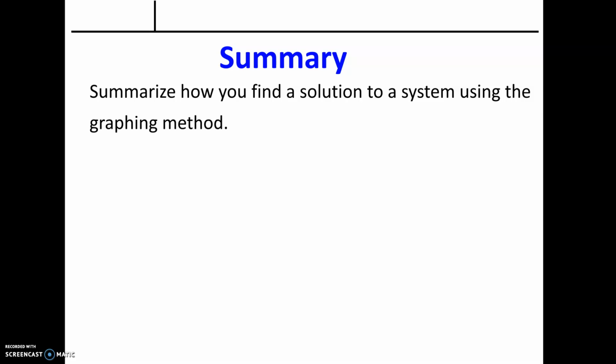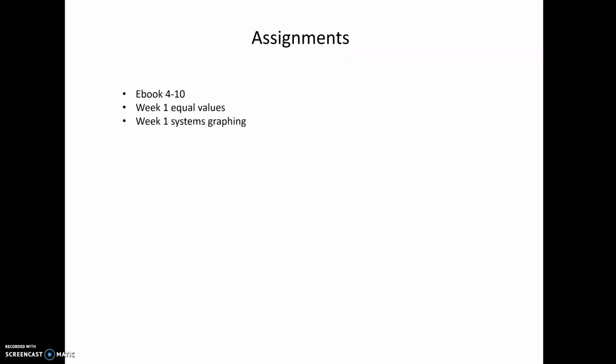Now real quick, I want you to summarize how you find a solution to a system using the graphing method. So using graphing, how do you know what your solution is? Once you've got that summarized on your paper, start on your assignments. Out of the ebook, we have number 10, 410. And then we have 2 items: week 1 equal values and week 1 systems graphing. These are 2 PDFs, so you'll just take pictures of those and submit them into Canvas.